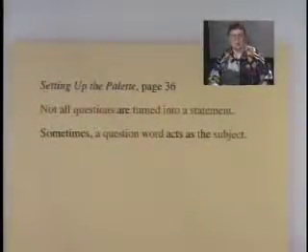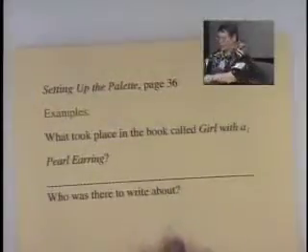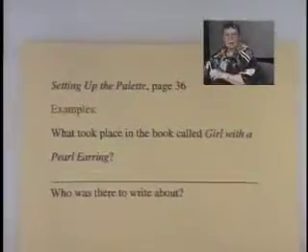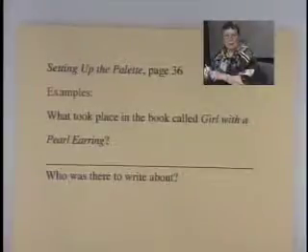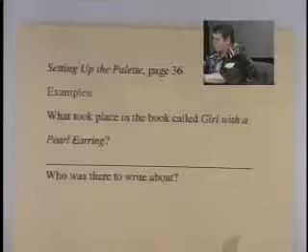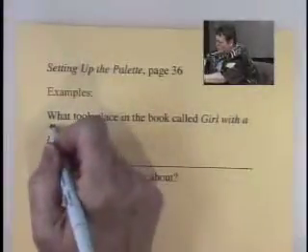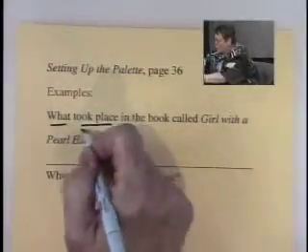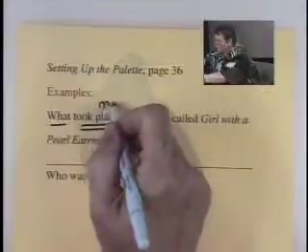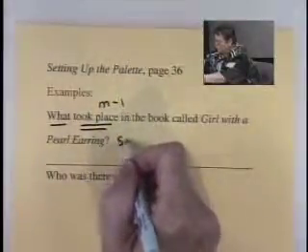Sometimes a question word simply acts as the subject of a question, but it's also in normal word order. We looked at two examples. This was one of the final things we did in the last lecture that illustrate that particular point. If you look at these examples in your book on page 36, in "What took place in the book called Girl with a Pearl Earring," we said that what was the subject, and took place, meaning happened, was the verb, that formed a main clause, a simple sentence.